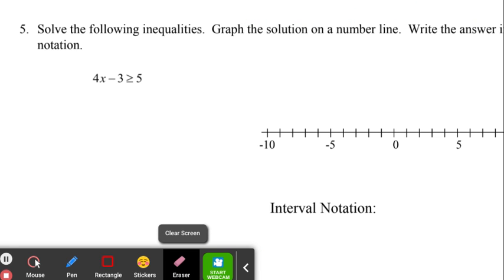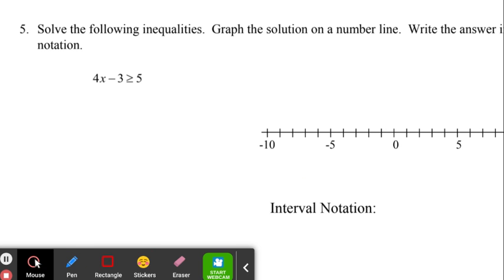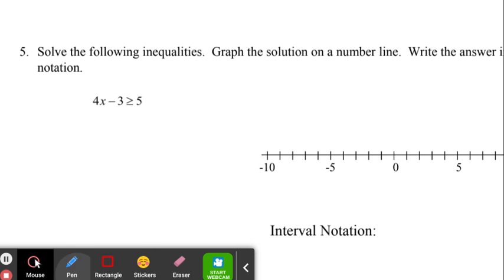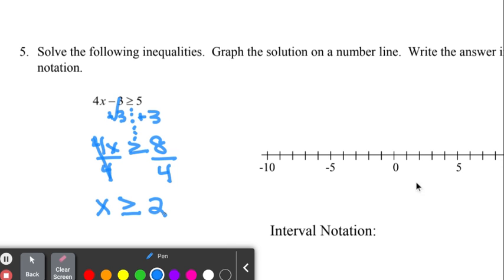Okay, inequalities. So these are just like equations, except there's the alligator mouth. And remember, the alligator mouth bites the bigger number. So when we want to solve these, you put your little dotted line, just like we would do with an equal sign, and you're going to get x by itself. So I'm going to add 3 on both sides because you do the opposite. Then 4 times x is greater than or equal to 8. Since it's 4 times x, divide by 4 to get x by itself. So x is greater than or equal to 2.